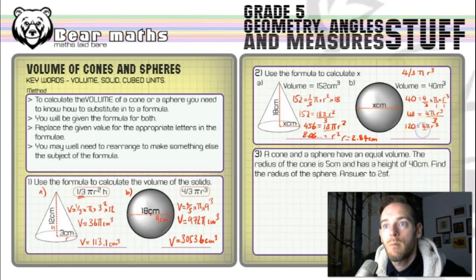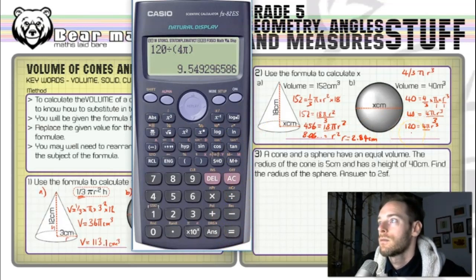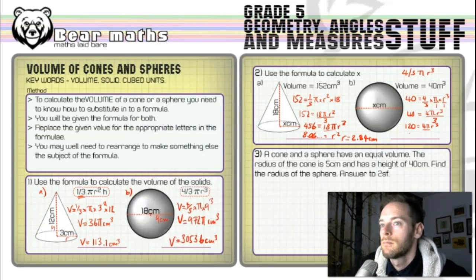Again, do the same thing. Divide by the 4 pi that's in front of the r cubed. So let's get the 120 on the screen. Divide it by, and I'll do that again in brackets, just the safest way to do it. Depends on what calculator you've got, it might work out without doing it in brackets, but 9.55 or 9.54 etc. is what r cubed is.